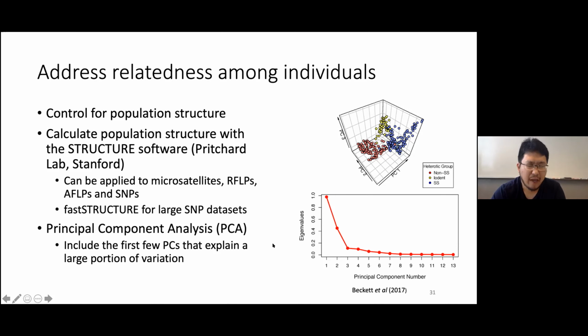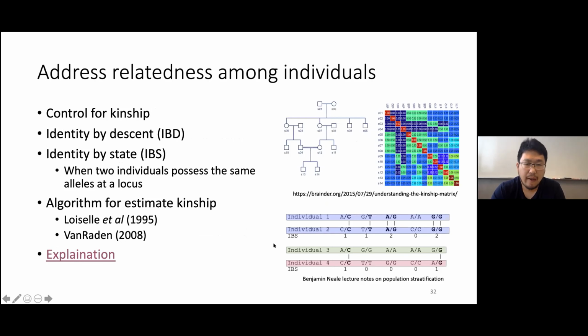And to address the kinship, usually people use a kinship matrix. The kinship matrix can be calculated with identity by descent, or IBD kinship. Usually you have a clear pedigree of your population. Probably in animals this is easier than in plants, because in plants we don't usually have clear pedigree information for the panel we're working with.